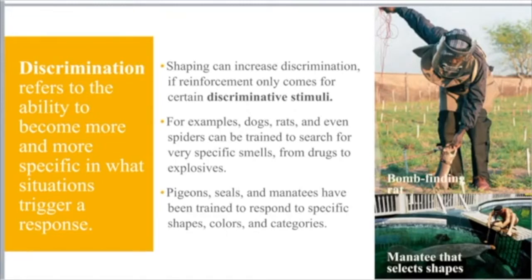A couple examples: dogs, rats, and even spiders being trained to search for very specific smells, from drugs to explosives. Pigeons, seals, and manatees have been trained to respond to specific shapes, colors, and categories, right? You get a reward if you pick out the red block versus the green block, or if you pick out whatever.